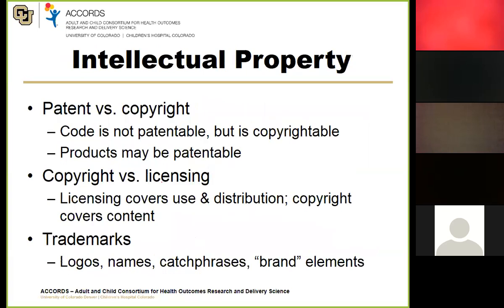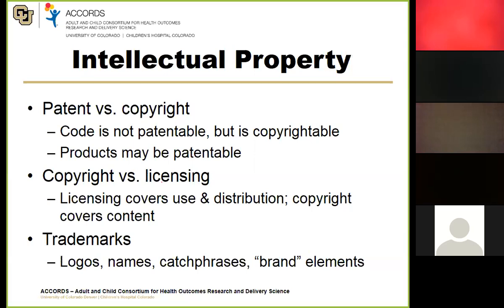As I mentioned CU Innovations, I also want to mention considerations of intellectual property for the work that you're going to be doing, because it's a little different from creating a drug or a standard medical device when you're working in mHealth. For one thing, software code, you cannot patent software code. You can copyright it. You can sometimes patent software products, but that gets a little bit tricky. You can license the use of an mHealth product. That covers use and distribution. The copyright covers the content.